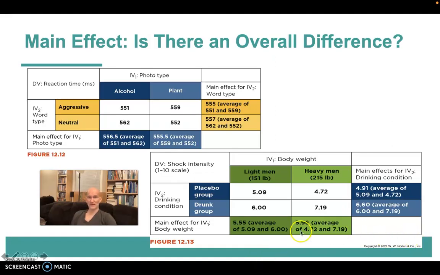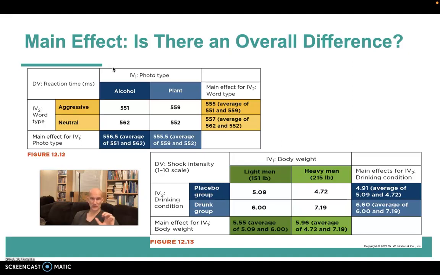So as you can see from these main effects, heavy men are slightly more aggressive than light men on average, ignoring the effects of alcohol, right? That's the main effect of body weight. And the main effect of drinking condition showed that drunk people are considerably more aggressive than non-drunk people, ignoring body weight. So that's the main effect of drinking condition. Right, so these are called main effects: the effect of one variable just ignoring the effect of another variable.